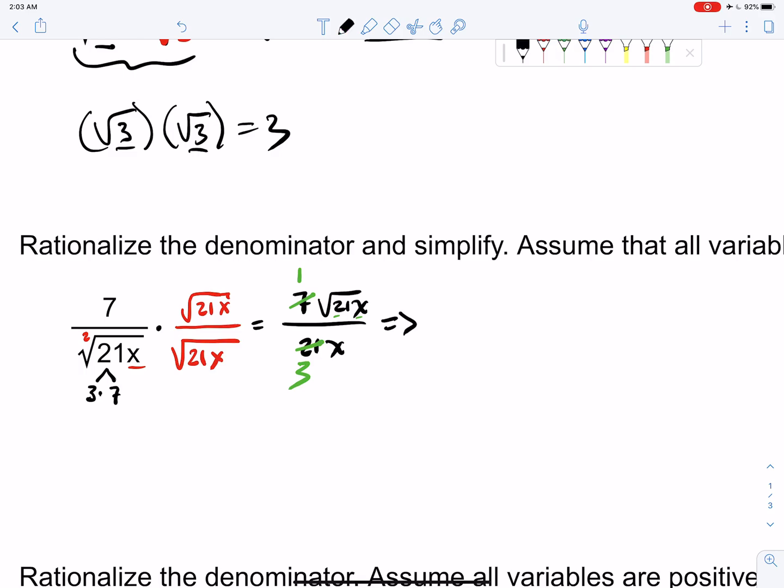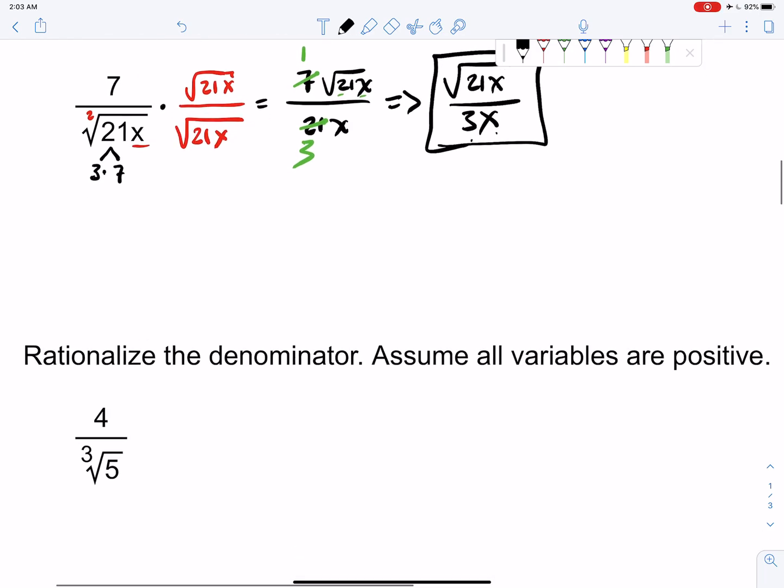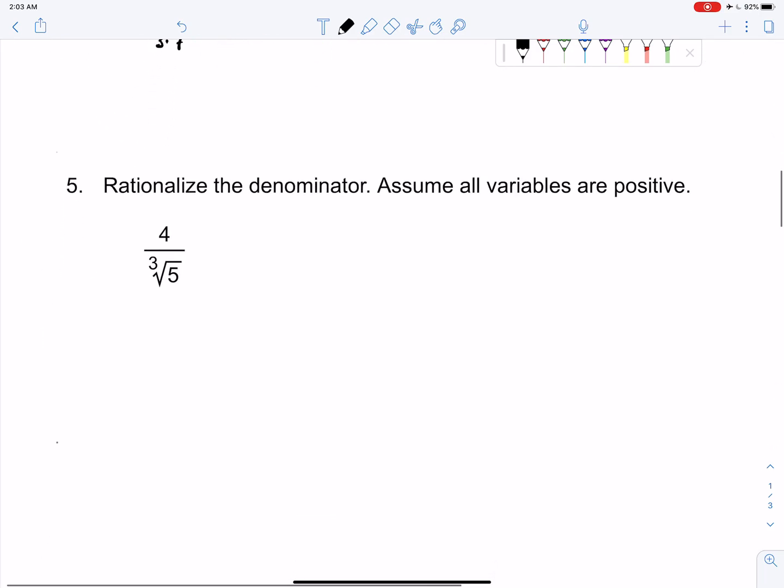This gives us a final answer of the square root of 21x over 3x. And that, once again, is simplified. Please do not try to reduce x and x or 21 and 3 because they are not common. This is the square root up top, right? That's the square root, and these are not square roots, so they're not the same. We could only reduce the same exact common factors, and those are not the same.